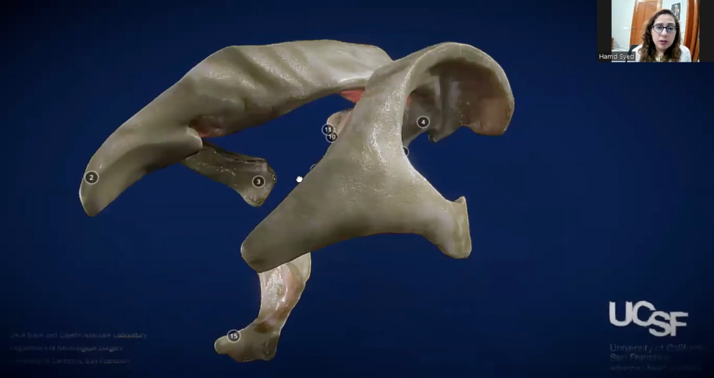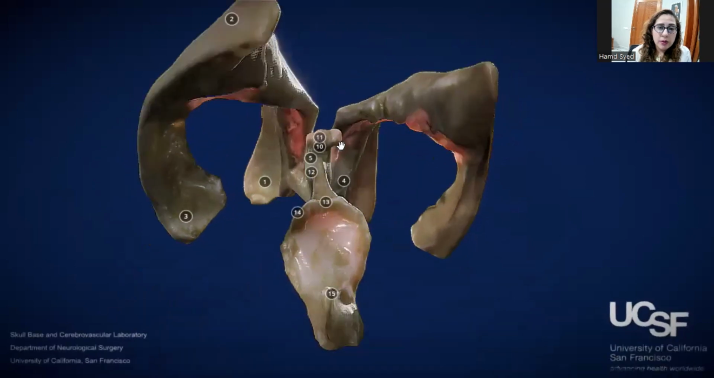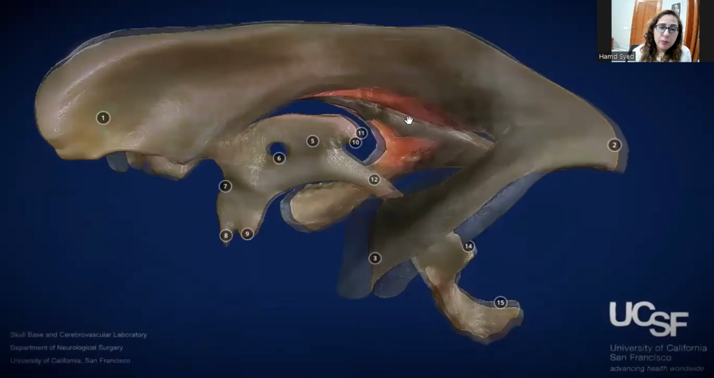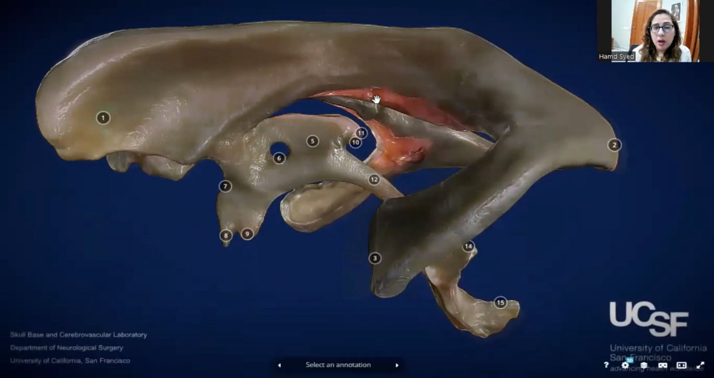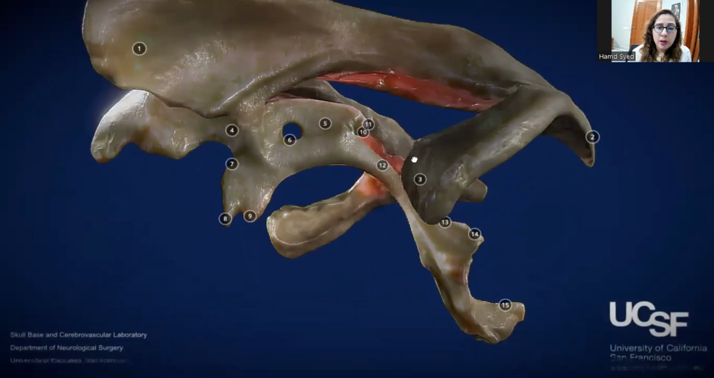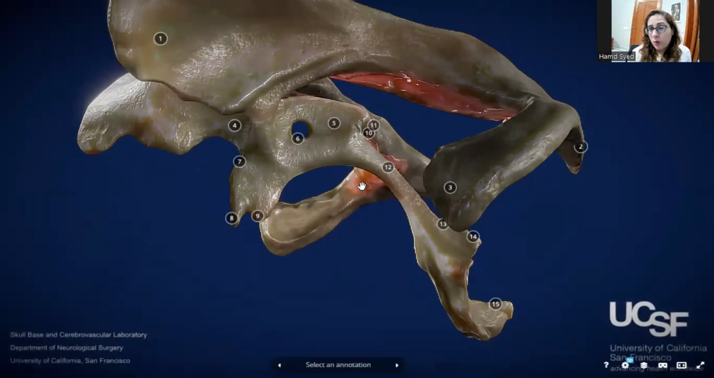Also, you can see the choroid plexus on the undersurface over here. The choroid plexus is the site of production of cerebrospinal fluid. It is present in the body of the lateral ventricle, and as you can see over here, it also extends into the inferior horn of the lateral ventricle.